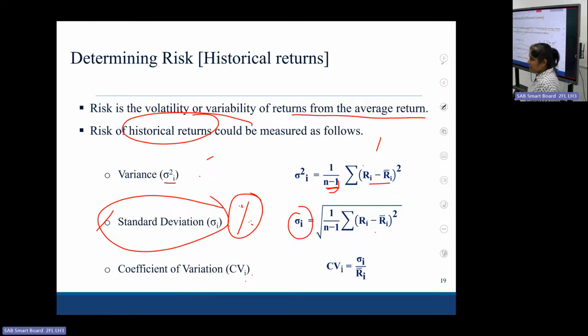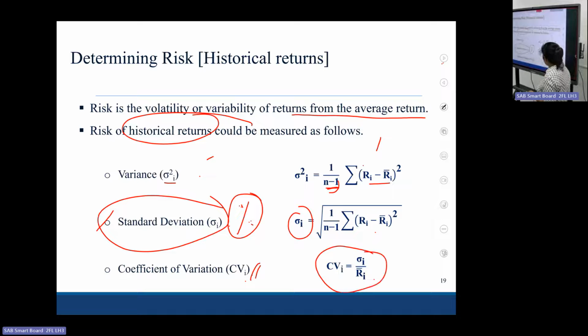Coefficient of variation is a very simple thing. This is also something you can use to measure the risk. Suppose you are going to invest in three different companies listed in the stock market, and you want to identify the risky company. Then you have to calculate the coefficient of variation. What is the coefficient of variation? It shows you the risk per unit of return.